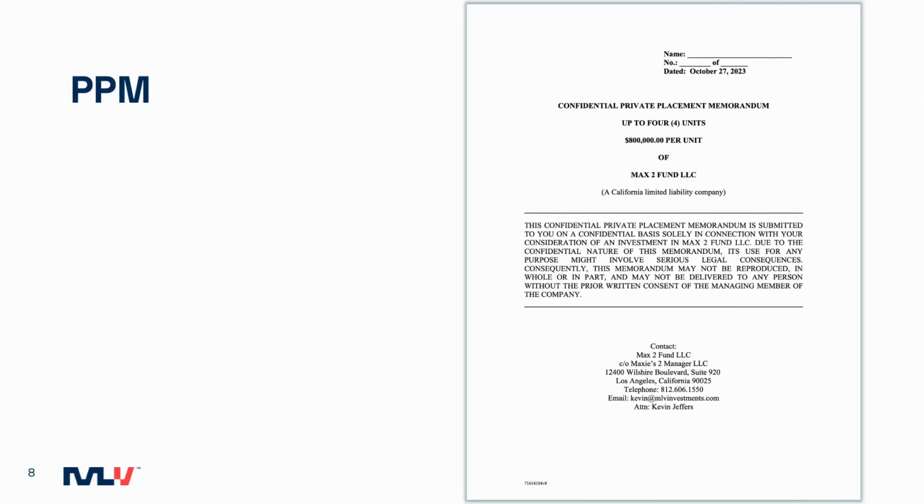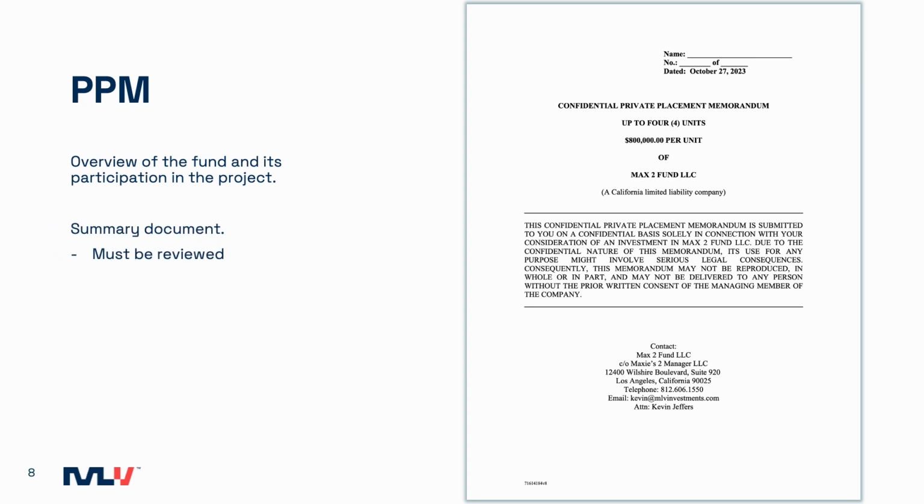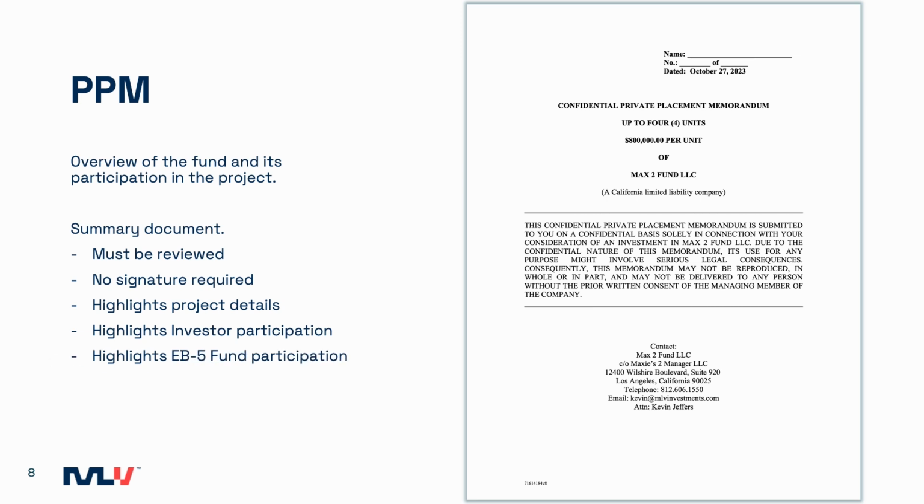The first document that should be reviewed is the Private Placement Memorandum, or the PPM. It is an overview of the EB5 fund and its participation in the project. This is an important summary document. However, it does not require a signature. It briefly and clearly details what the project is, how it will create jobs to meet USCIS requirements, how the EB5 investor will participate in the fund, and how the EB5 fund will participate in the project. Investors should print their name at the top of the cover page and review this document before reviewing the other subscription documents.